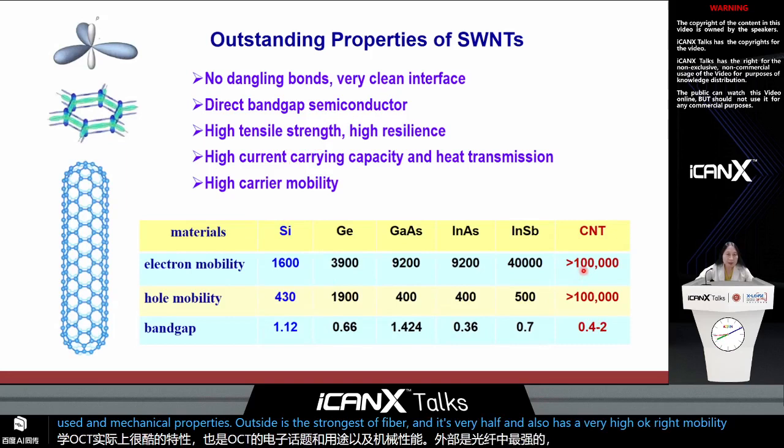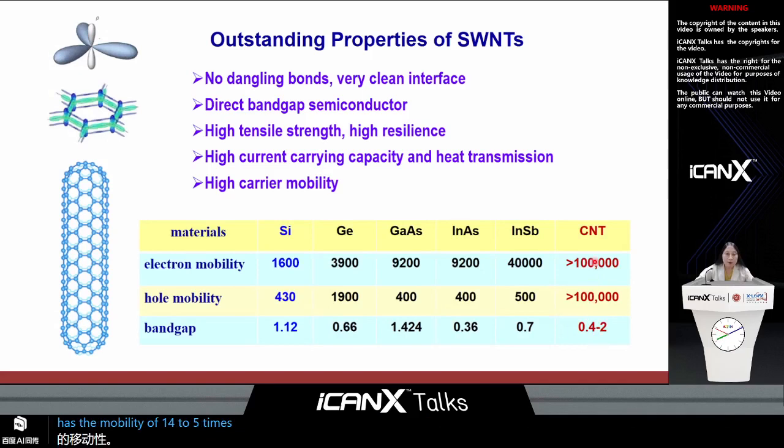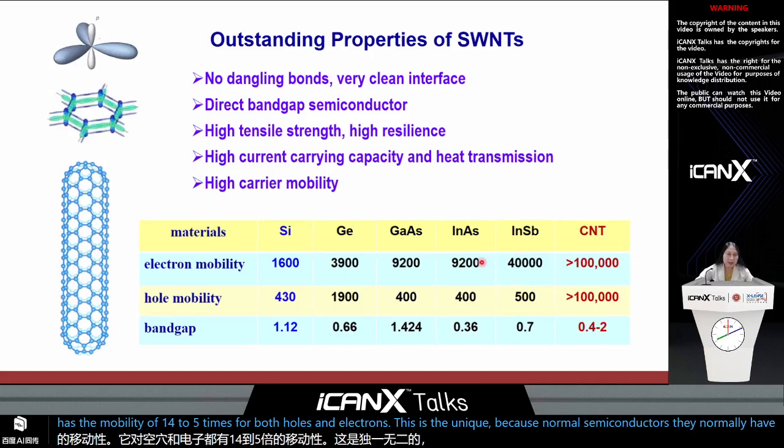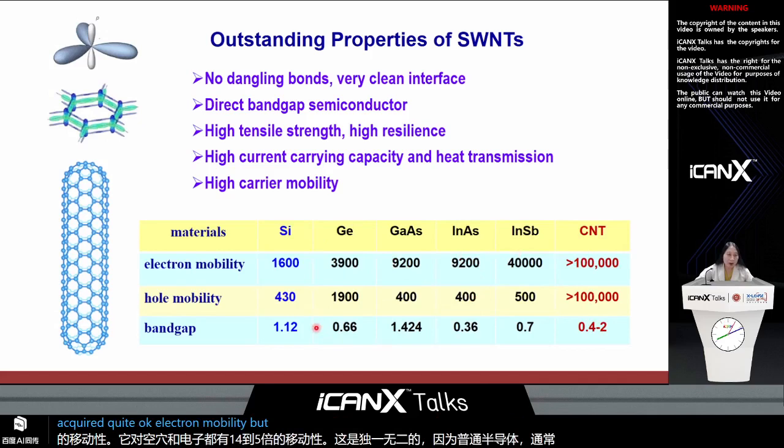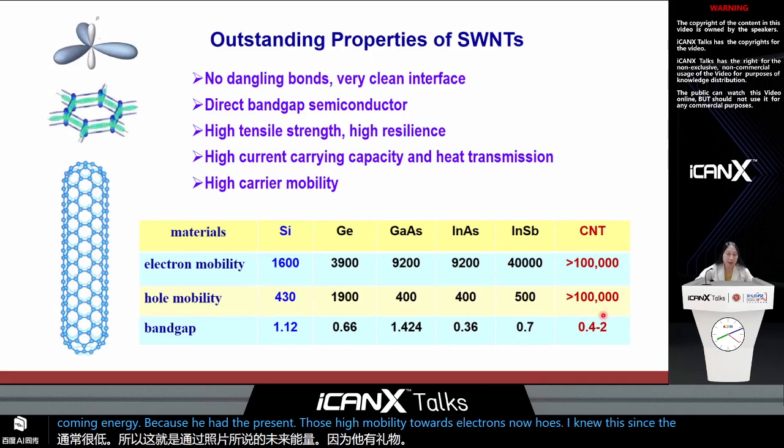It has a mobility of 10^5 for both holes and electrons. This is unique because normal semiconductors normally have a quite okay electron mobility, but their hole mobility is normally very, very low. So for the carbon nanotubes, because they present both high mobility toward electrons and holes, in this sense they are really ideal materials for information science.